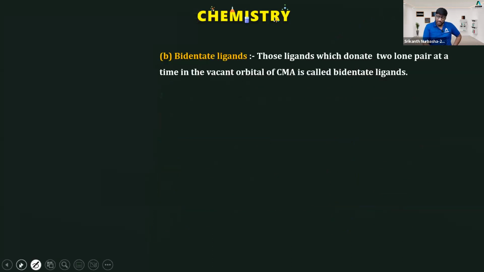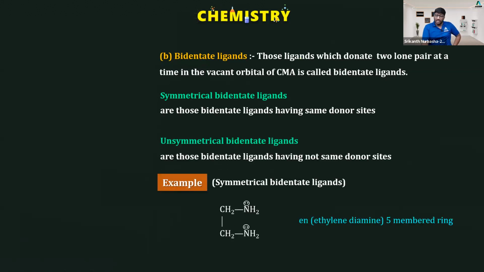Let us discuss those bidentate ligands now. Bidentate ligands are those ligands which donate two lone pairs at a time in the vacant orbitals of the central metal atom. These bidentate ligands are again classified as symmetrical bidentate ligands and unsymmetrical bidentate ligands. What do you mean by symmetrical? Symmetrical ones are bidentate ligands having the same donor sites, like ethylene diamine, which I mentioned earlier. Write this down: ethylene diamine is NH2, CH2, CH2, NH2. The lone pairs on the nitrogens are involved in coordinate bond formation. Because of that, NH2, CH2, CH2, NH2 forms a ring with the metal ion. What type of ring is formed? A 5-membered ring is obtained.